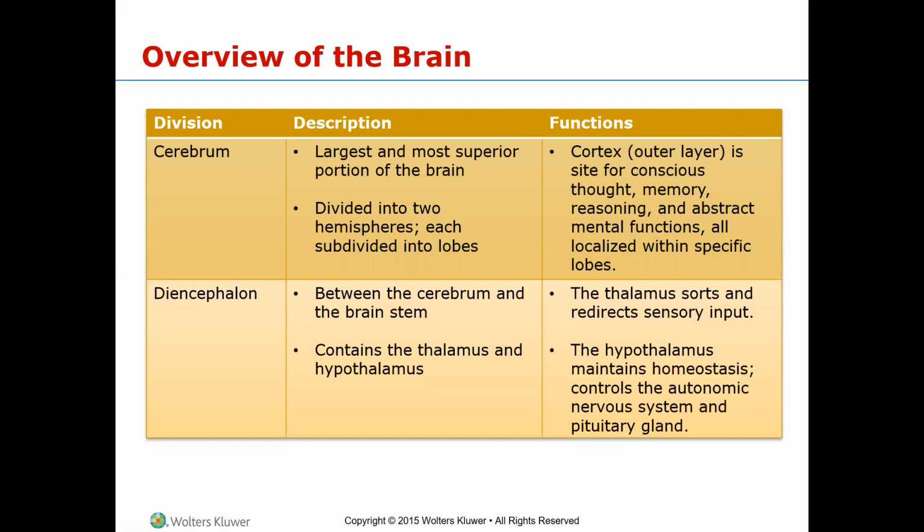The diencephalon is located between the cerebrum and the brain stem, and it contains the thalamus and the hypothalamus. The thalamus is going to support and redirect any sensory input, and then the hypothalamus is responsible for homeostasis, and it controls some of the autonomic nervous system as well as the pituitary gland. So when we look at the brain itself, it consists of two central hemispheres and the diencephalon, the brainstem, as well as the cerebellum.